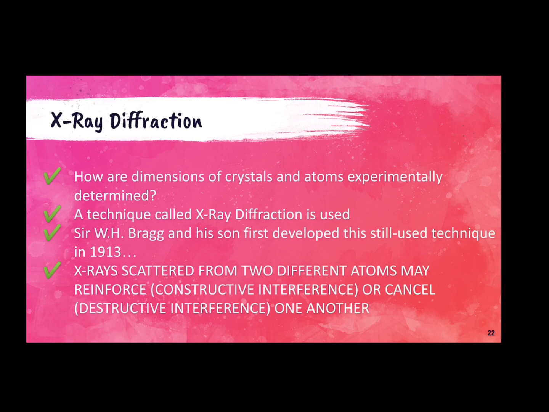There's also something called X-ray diffraction. So the dimensions of crystals and atoms can be experimentally determined using X-ray diffraction. Sir W.H. Bragg and his son developed this technique in 1913. X-rays scattered from 2 different atoms may reinforce or cancel one another.